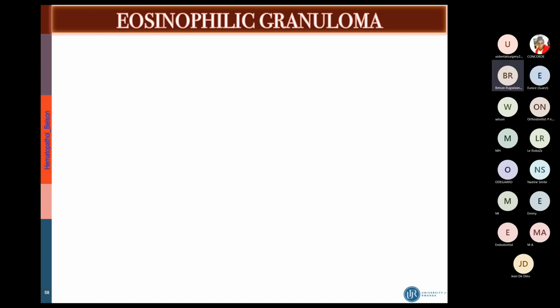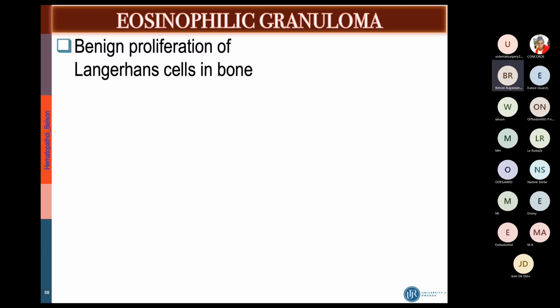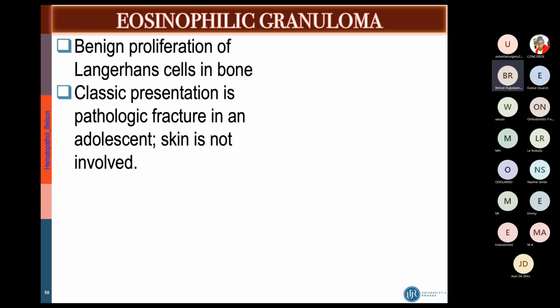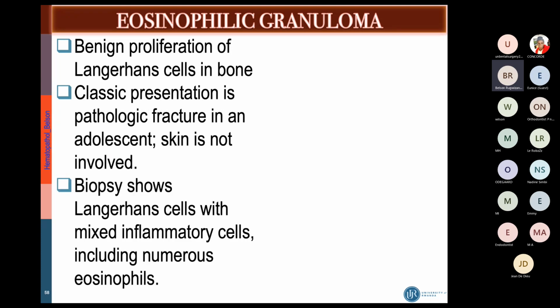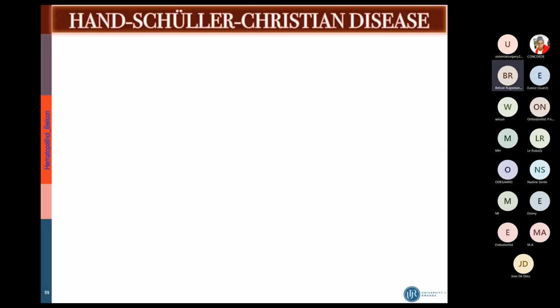So eosinophilic granuloma is a benign proliferation of Langerhans cells in the bones, and usually this patient will have fractures, but the skin is not involved. So understand that it is a benign proliferation. Although it is called eosinophilic, it has no eosinophils, but it is reddish. That's why it is called eosinophilic.